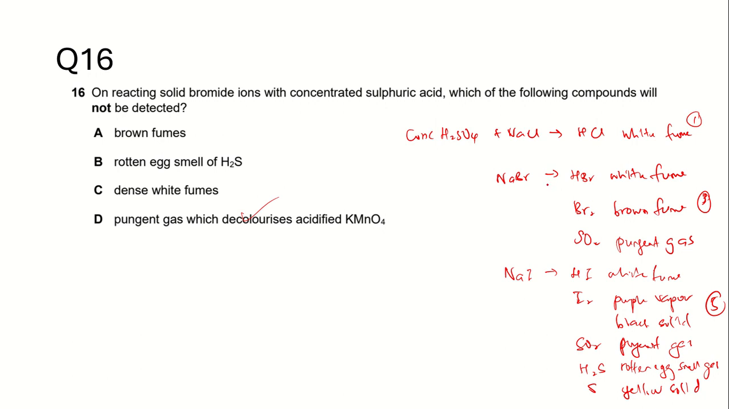Now, of course, I know this question we have to focus on bromide. So which one is not detected? Okay, hydrogen bromide, white film, brown film, pungent gas. So H2S is not produced. H2S will only be produced when iodide reacts with concentrated sulfuric acid. So for question 16, our answer is B.